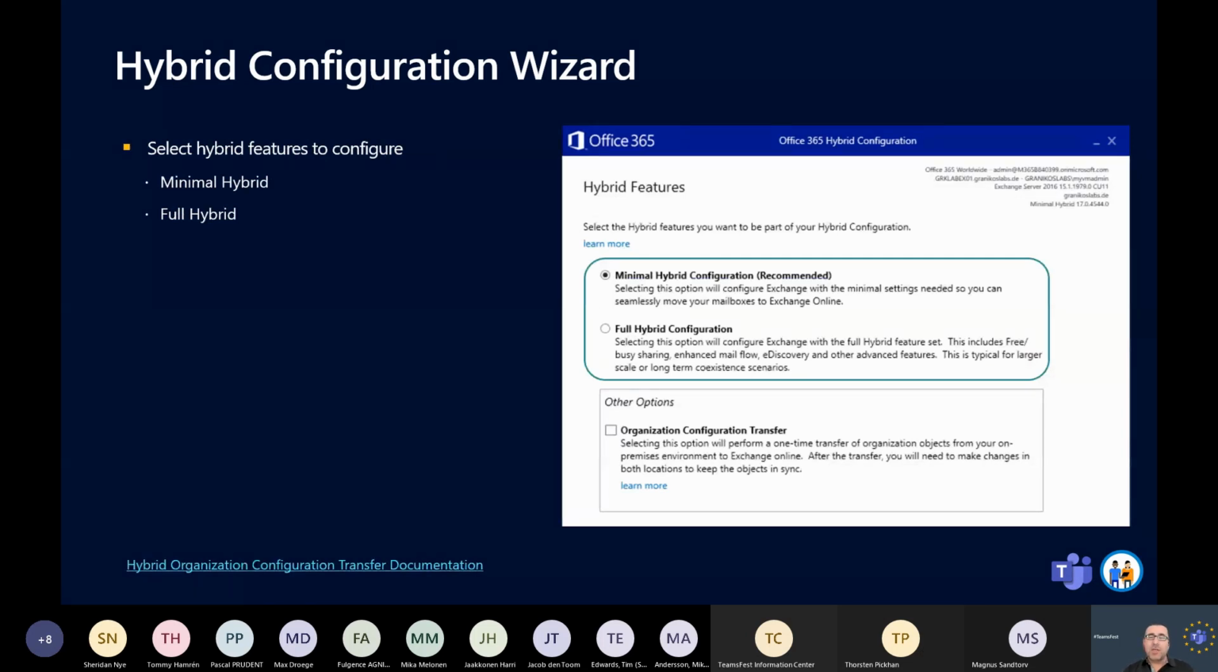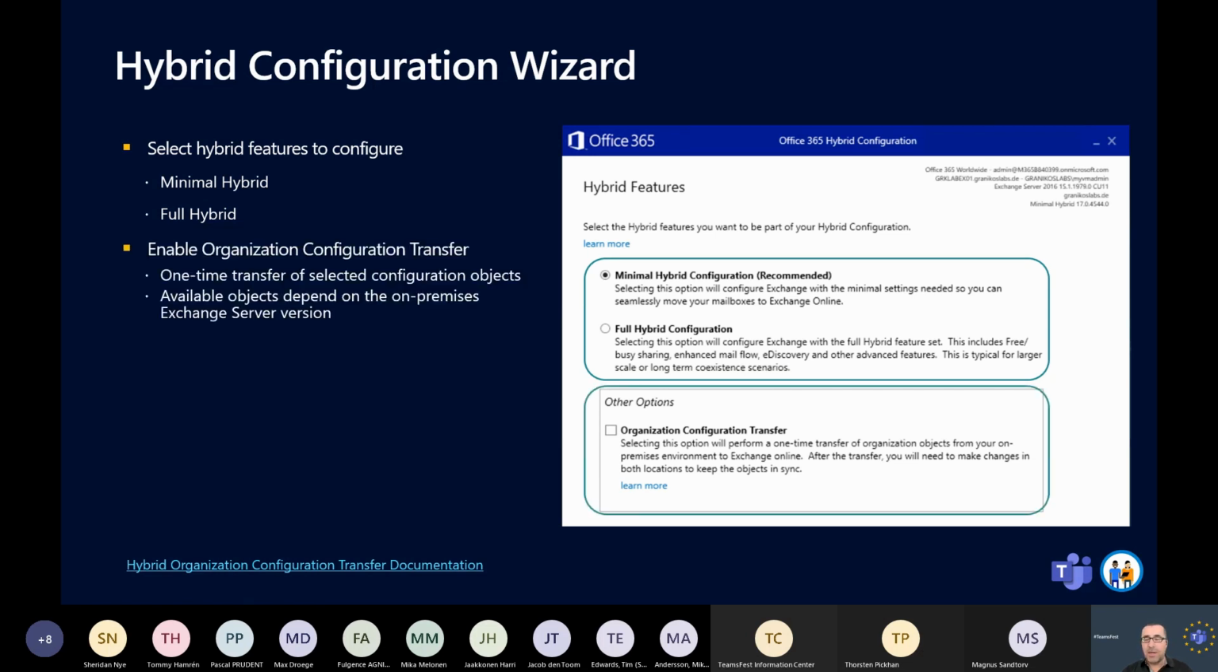Then you have to make a decision if you want to go minimal hybrid or full hybrid. Be careful here, because minimal hybrid is the default, the recommended selection in the wizard, because the wizard tries to migrate all of your on-prem mailboxes to Exchange Online. This is why the minimal hybrid configuration is pre-selected. So in this case, we move to the full hybrid configuration.